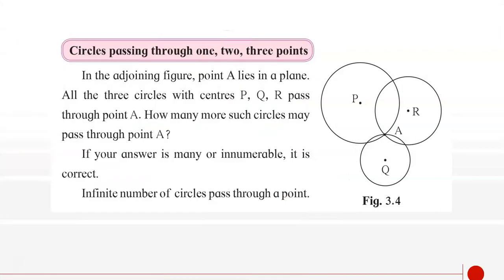Circles passing through 1, 2, 3 points. In the adjoining figure, point A lies in a plane. All three circles with centers P, Q and R pass through A, over here. How many such circles may pass through point A? If your answer is many or innumerable, it is correct. An infinite number of circles can pass through a point.